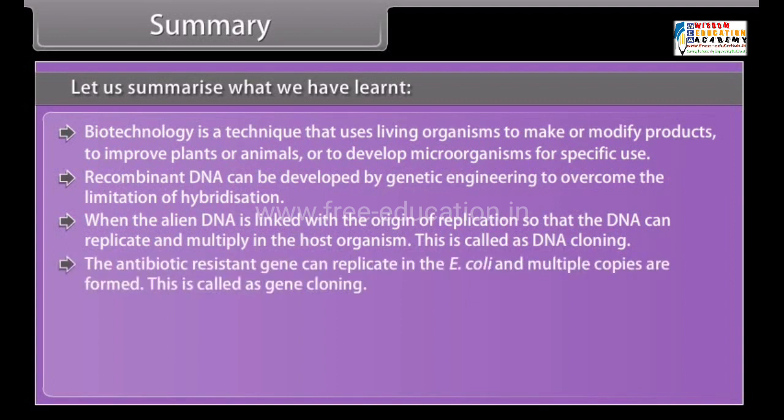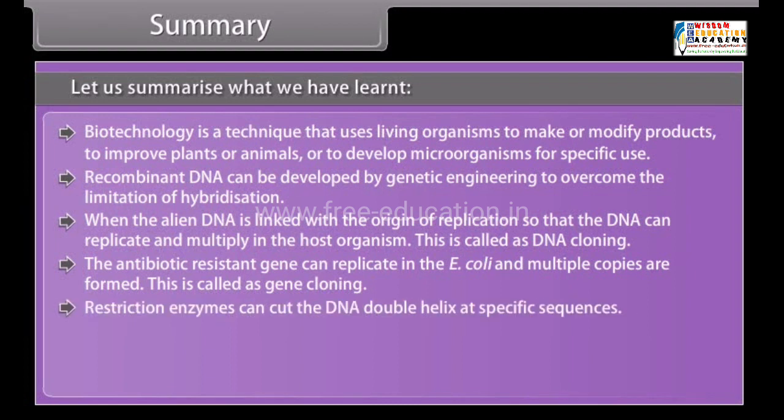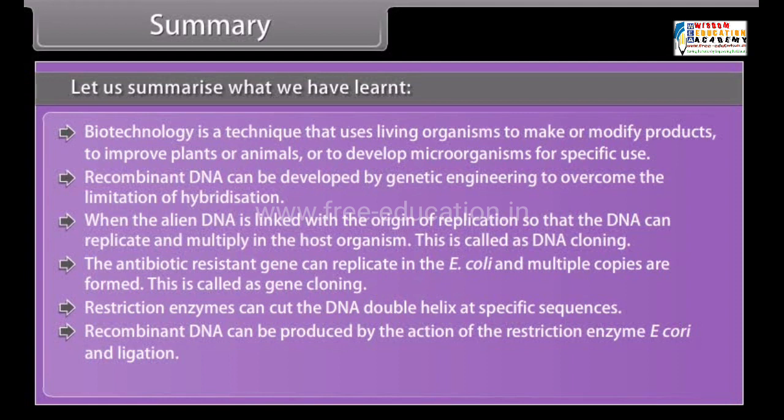The antibiotic-resistant gene can replicate in the E. coli and multiple copies are formed. This is called gene cloning. Restriction enzymes can cut the DNA double helix at specific sequences. Recombinant DNA can be produced by the action of the restriction enzyme, E. coli and ligation. Gel electrophoresis is used to separate DNA fragments.